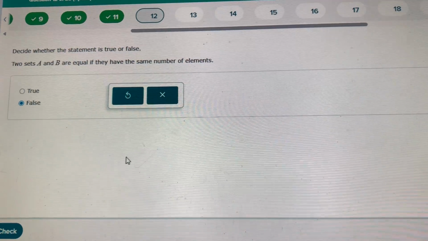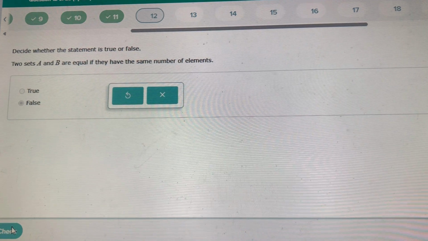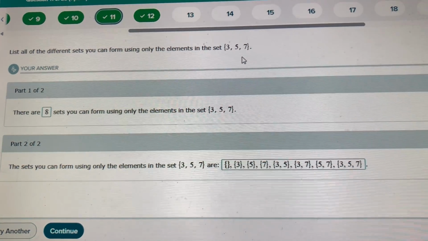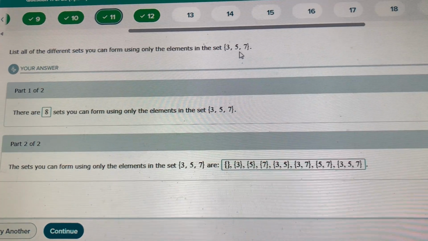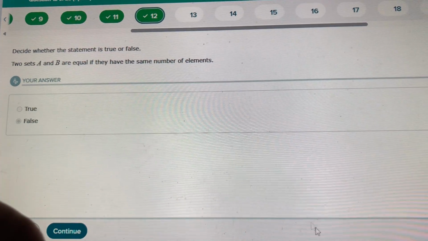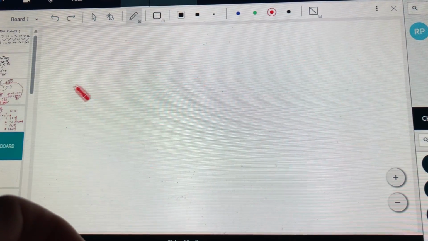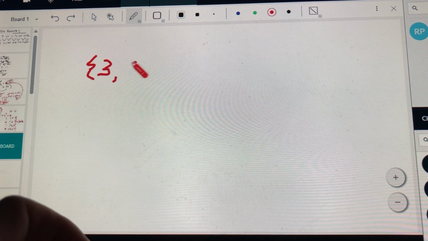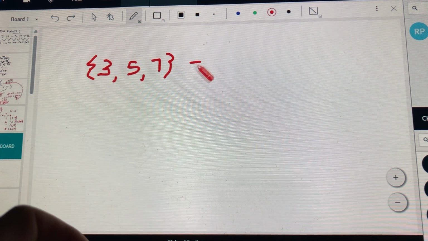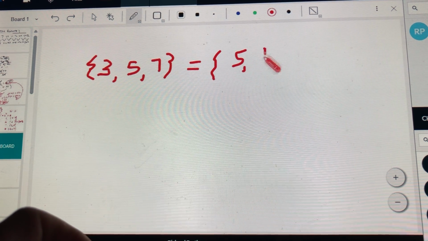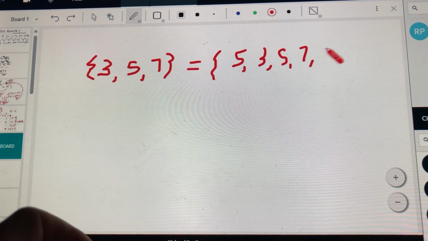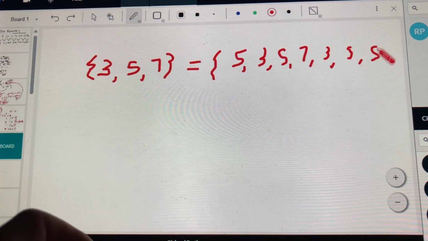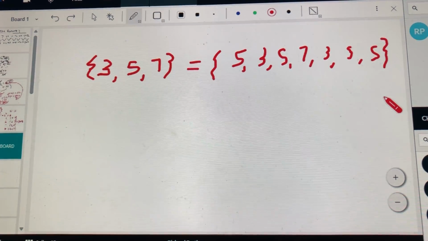So the set 3, 5, 7 that we just did a second ago, 3, 5, 7 is equivalent to 1, 2, 3, but it's not equal to 1, 2, 3. 3, 5, 7 is only equal to 3, 5, 7. And remember how order doesn't matter and repeats don't matter? So if somebody writes 3, 5, 7 is equal to 5, 3, 5, 7, 3, 5, 5, this is a true statement here, even though it doesn't look like it.